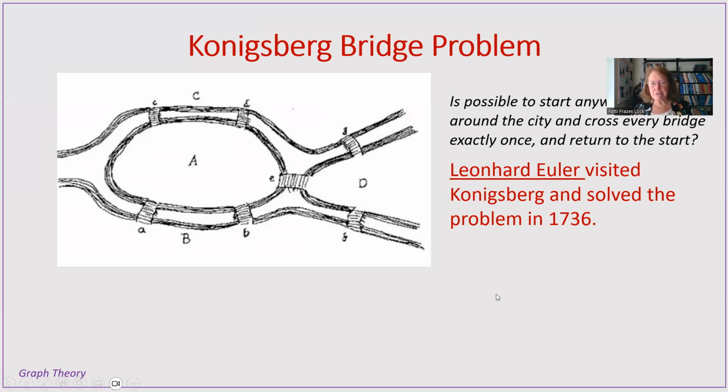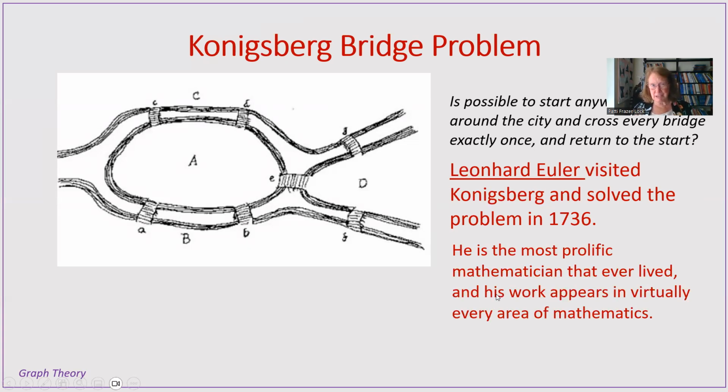And Leonard Euler is the most prolific mathematician that ever lived. If you go on and take more math classes, you'll hear his name again. His work appears in virtually every area of mathematics, including Algebra 1, and it's all over the place. He did a huge amount of work.